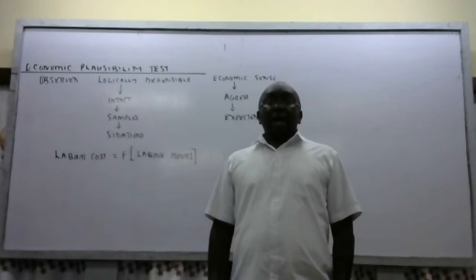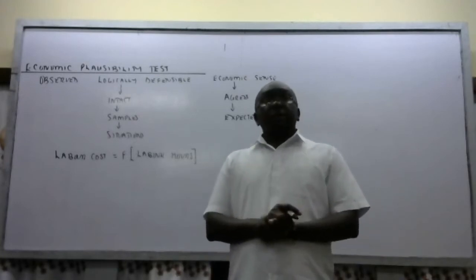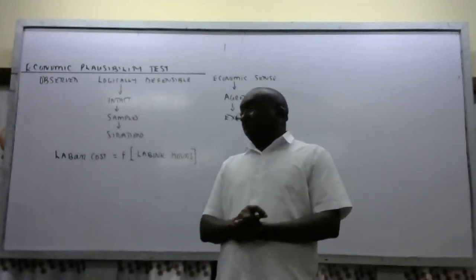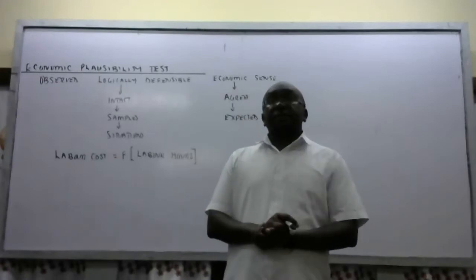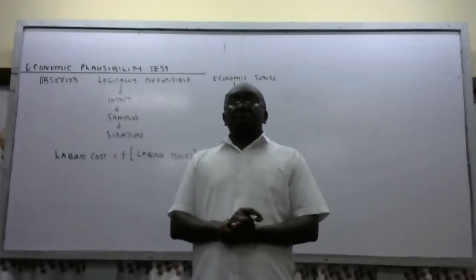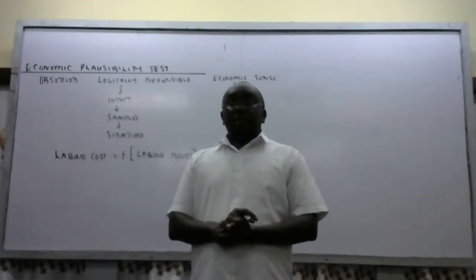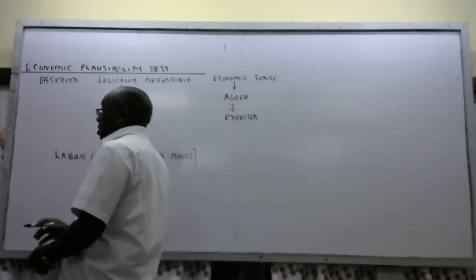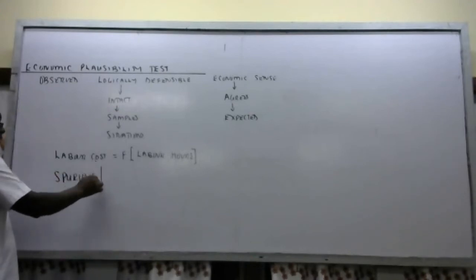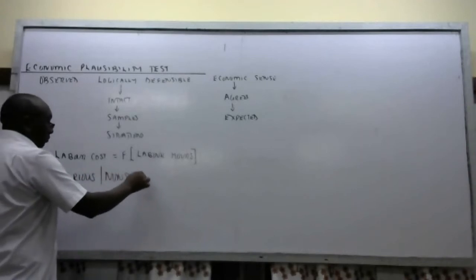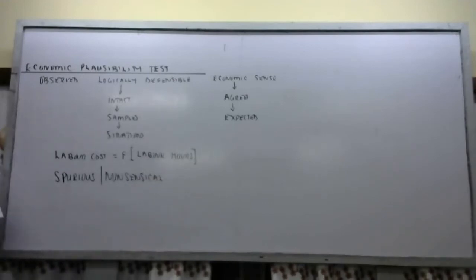Another point: a relationship that does not make sense and is not logically defensible is known as spurious or nonsensical.